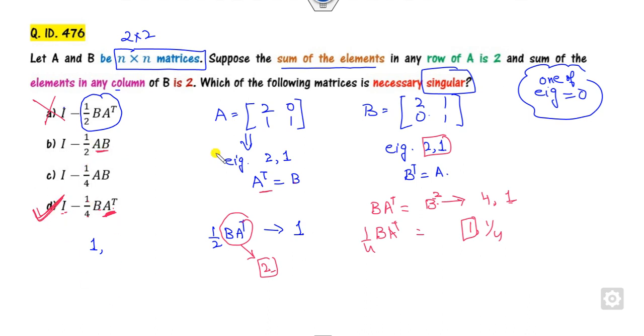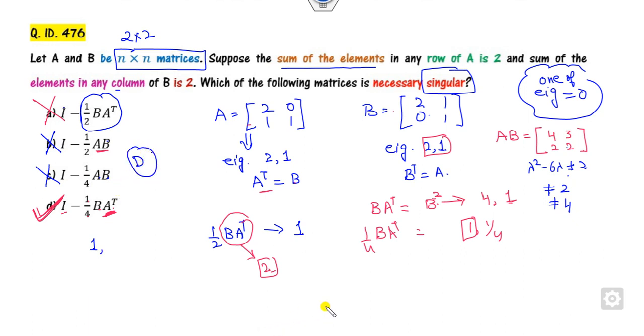Okay, look at AB. If you multiply A into B, what will happen? It will be 4, 3, 2, 2. So what are the eigenvalues of this? Here 6, 8 minus 6 plus 2 clearly says that the eigenvalue is not equal to 2. None of the eigenvalues is 2, so it can never be 0. None of the eigenvalues is 4, so it can never be 1, so it is also cancelled out. The right answer is only D.